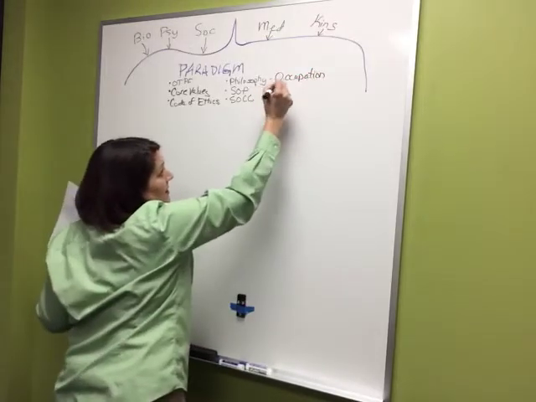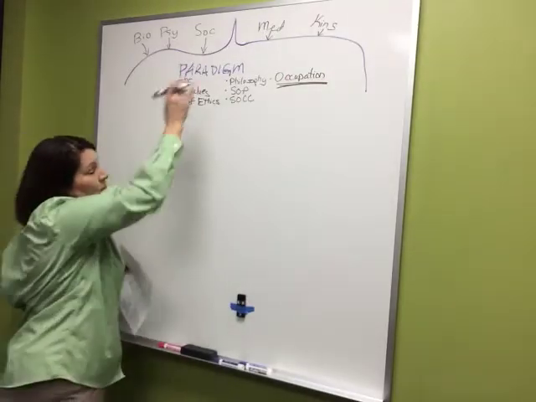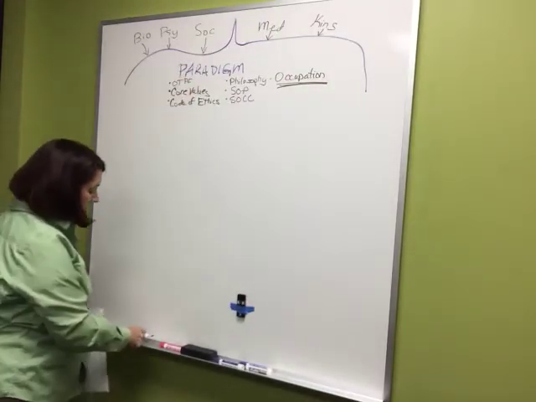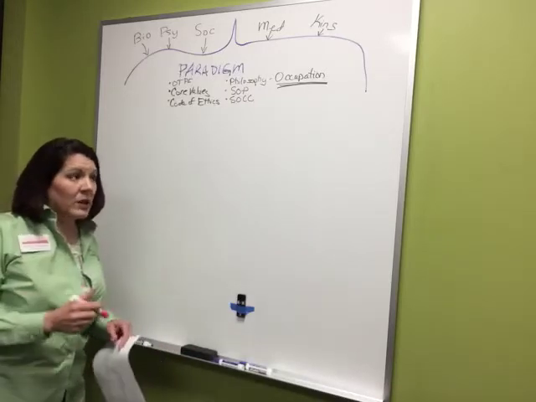So if it has occupation in it, it's going to be part of our paradigm as occupational therapists. So that's our first level of theory, paradigm. That's the big umbrella view.